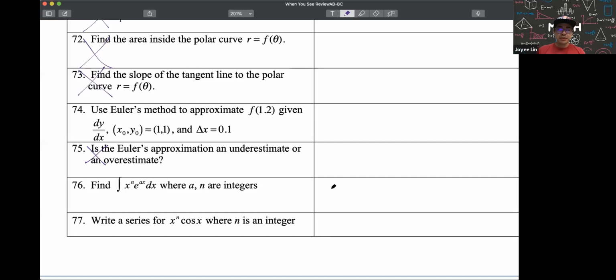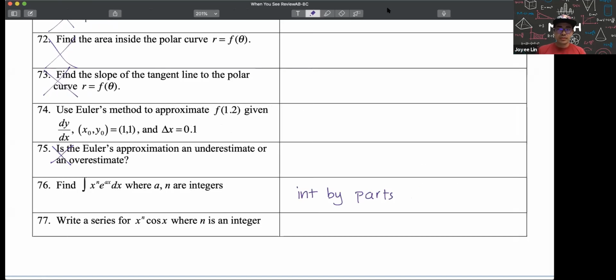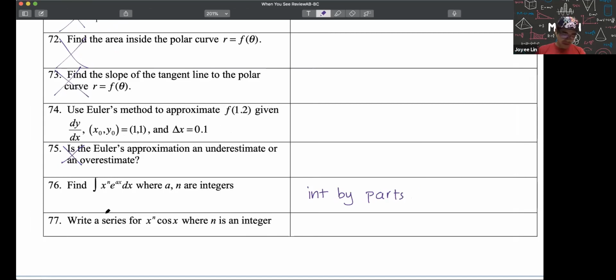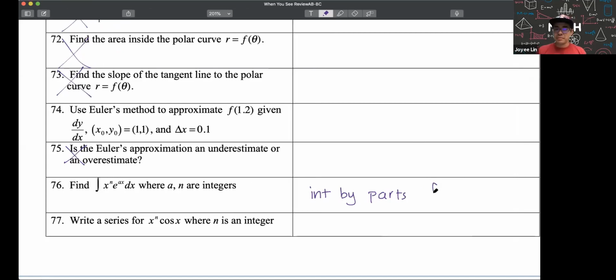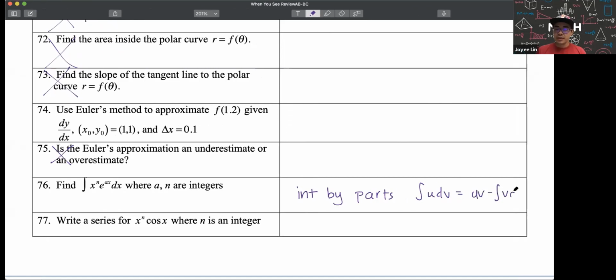Integration by parts, right? Ooh, I don't think they'll have you do this one, but we'll just do: the integral of u dv is equal to uv minus the integral of v du. I think they'll have you do it with the general functions.